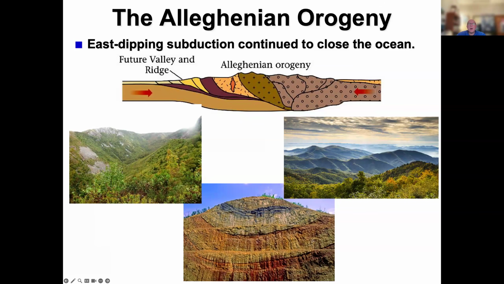And this mountain building event, like I said, is responsible for the basic Appalachian structure that we see. And like the Acadian orogeny before it, the Appalachian actually began in the north and worked its way south, closing that ocean like a zipper.